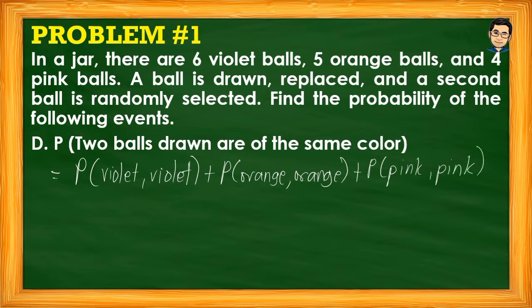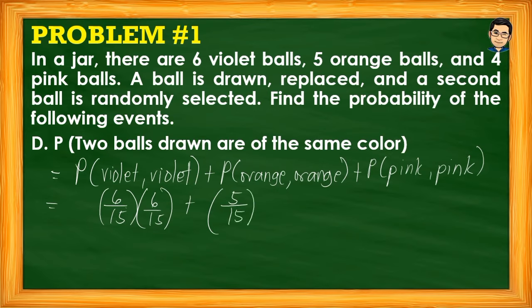So, dun muna tayo sa violet. So, 6 over 15 times 6 over 15 plus, dun sa orange naman, 5 over 15 times 5 over 15. And then dun sa pink naman, 4 over 15 times 4 over 15.